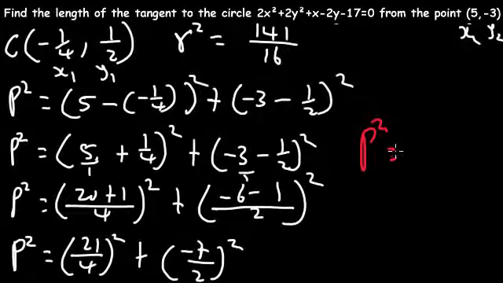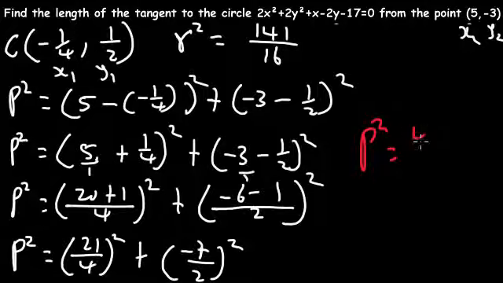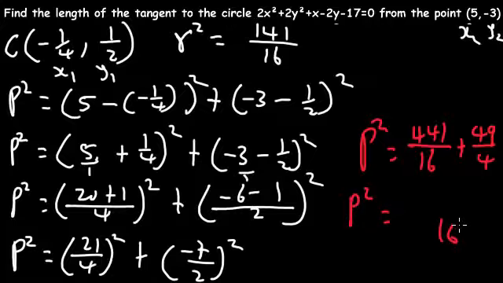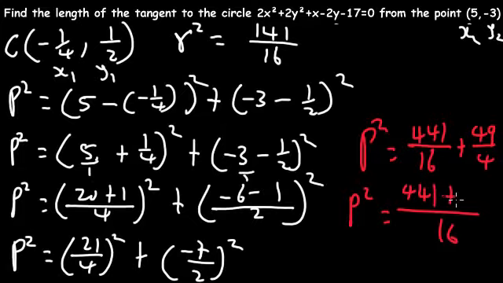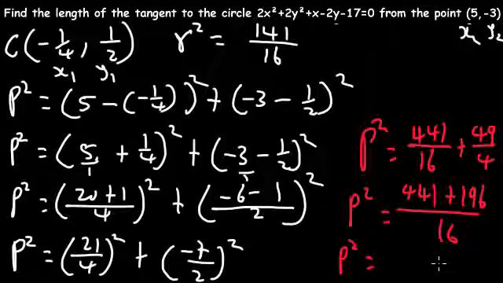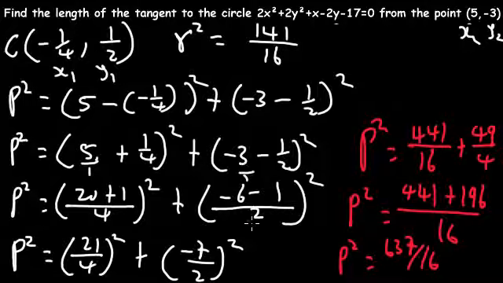So p squared is simply equal to 21 squared. That's 21 times 21, so I got 441 over 4 squared, which is 16, plus negative 7 squared, which is 49, then 2 squared is 4. So let's add this up. If the LCM is 16, we have 441 plus, 4 in 16 is 4, and we multiply 4 by 49, we get 196. So finally, p squared is 196 plus 441, and I got 637 over 16. So this is p squared.